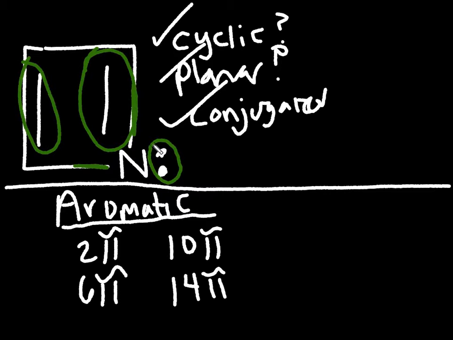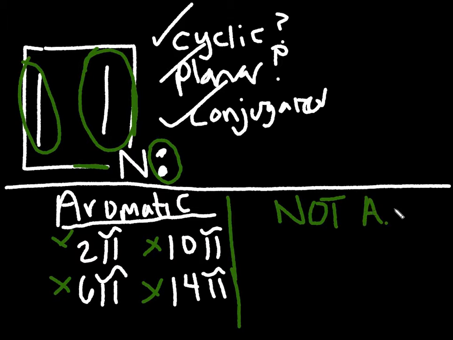Now, is it aromatic? We say it's cyclic, planar, conjugated. It's sp2 hybridized. Everything is sp2 hybridized. Now, does the number of electrons match with any of these numbers? No, it's not 2, 6, 10, not 14. Not at all. Now, is the amount of electrons odd to be anti-aromatic? No. So it has to be not aromatic. It isn't aromatic at all.